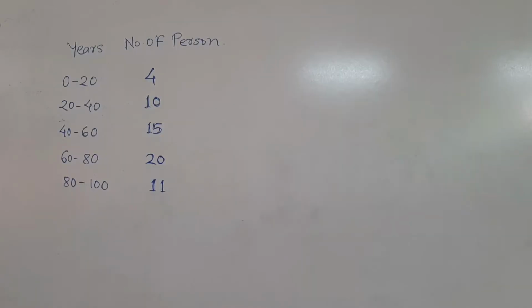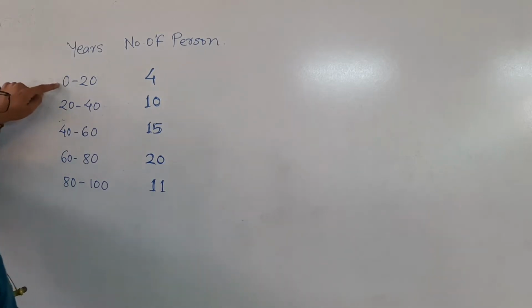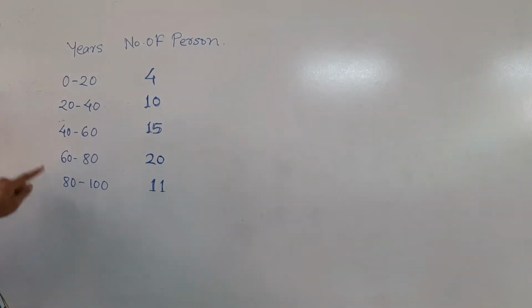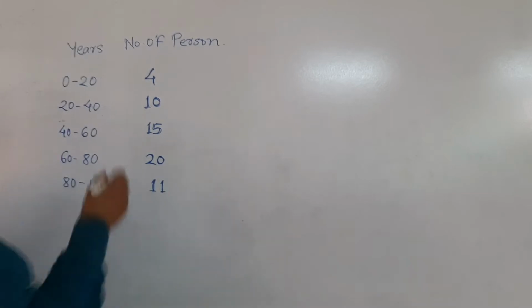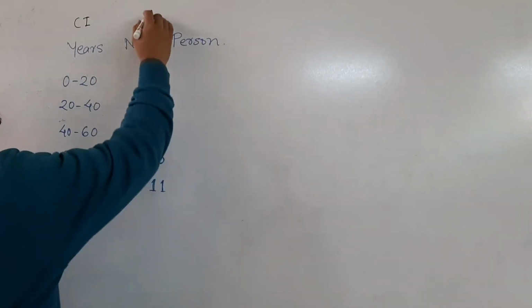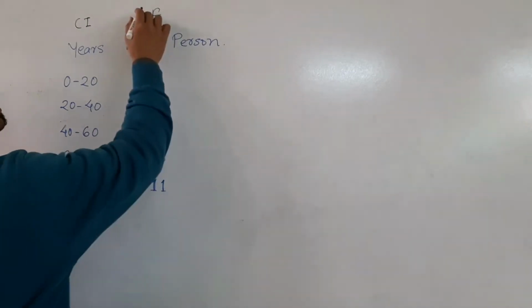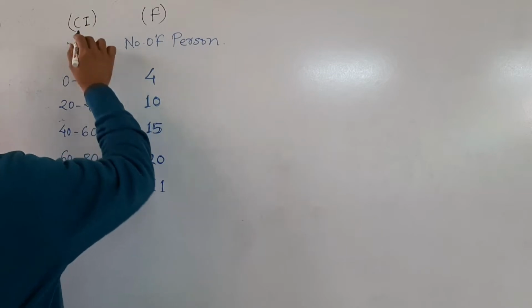Now we have the example, and here is the example. In that example, we are going to calculate the range, quartile deviation, mean deviation and probably standard deviation. Let's see how to solve this example. Years is given in terms of class interval, so we can put CI here, and number of persons means frequency. So you can directly put frequency and class interval.